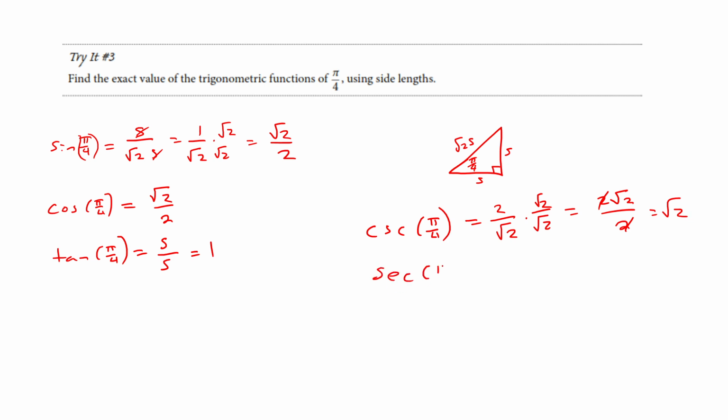Okay, secant of pi over 4 is going to turn cosecant upside down. So anyway, it's the same numbers. We're going to get the same thing. So we're going to get radical 2. Cotangent of pi over 4 is going to turn 1 upside down, which is going to do nothing. It's going to get you the same thing.